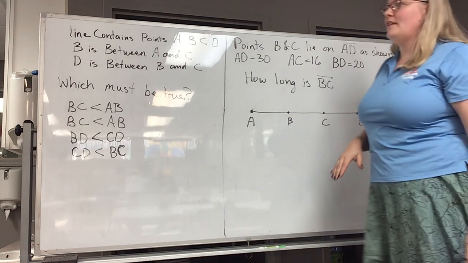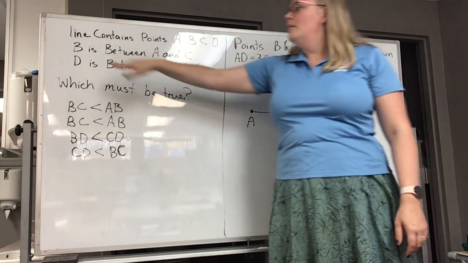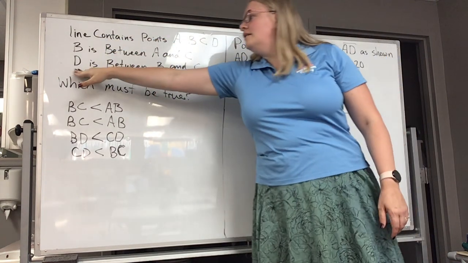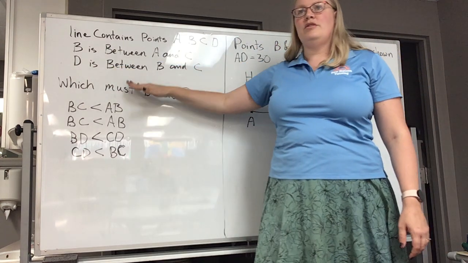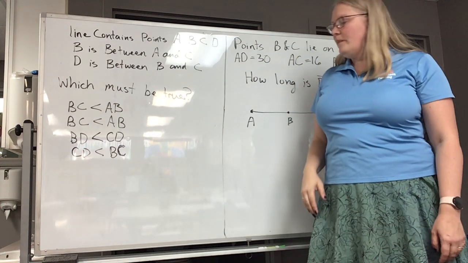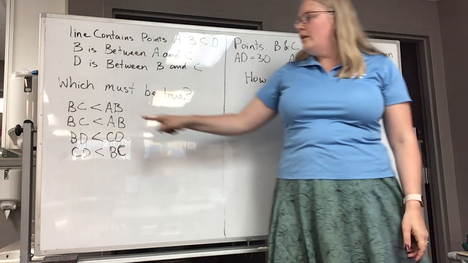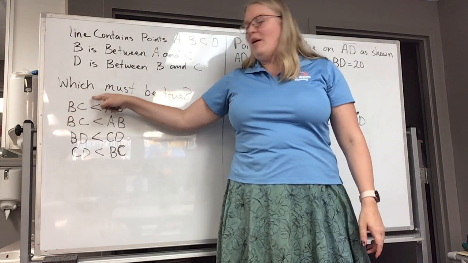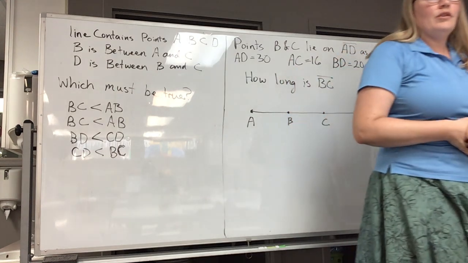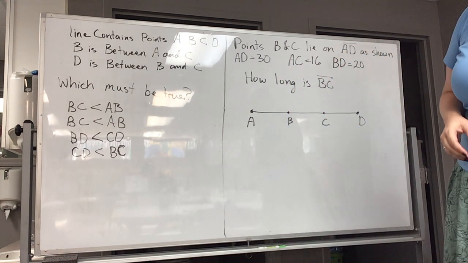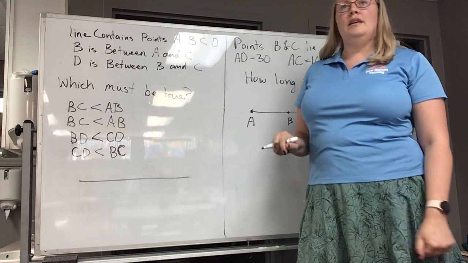And so this first one says, the line containing points A, B, C, and D, B is between A and C, D is between B and C, and which of these inequalities must be true? So if you haven't taken geometry, just so you know, BC is talking about the length or the distance from point B to point C. And so that's a notation thing. But always, always, always, they didn't give you a picture. Give yourself a picture.